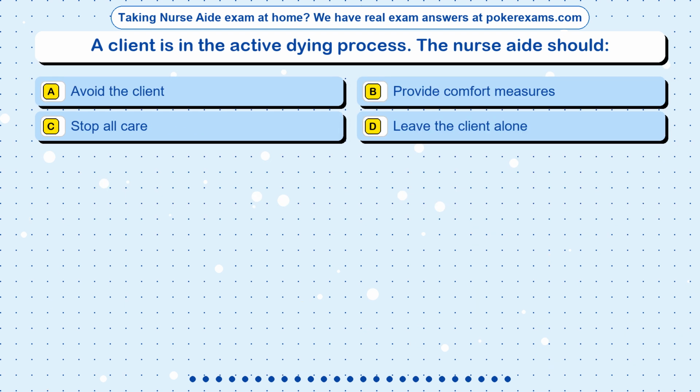Question 21. A client is in the active dying process. The nurse aide should: Option A, avoid the client. Option B, provide comfort measures. Option C, stop all care. Option D, leave the client alone.